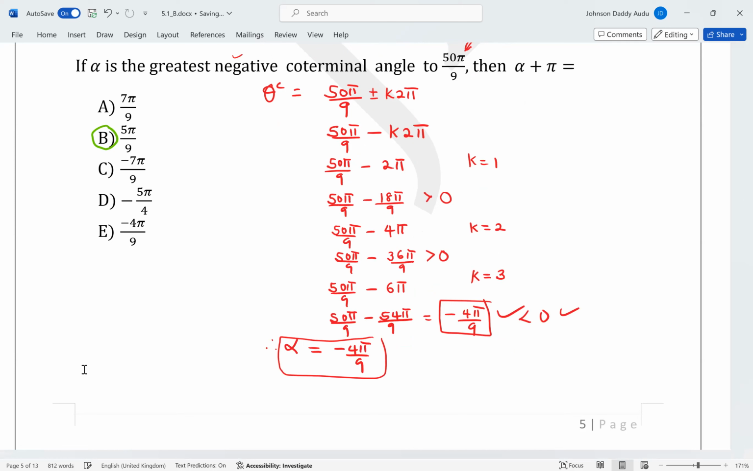Again, alpha plus pi is going to be minus 4 pi over 9 plus pi. So we have minus 4 pi over 9 plus 9 pi over 9. And this will give us 5 pi over 9.